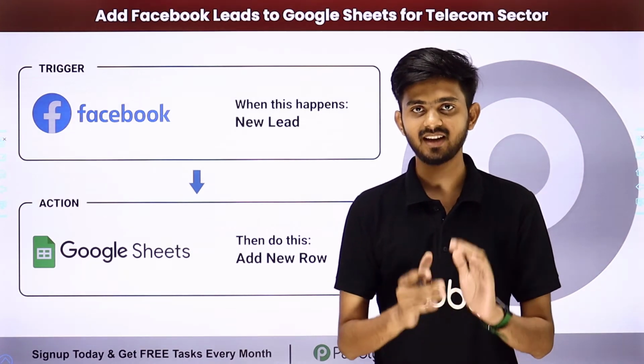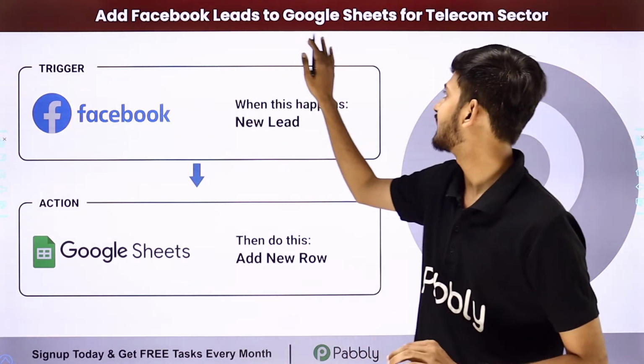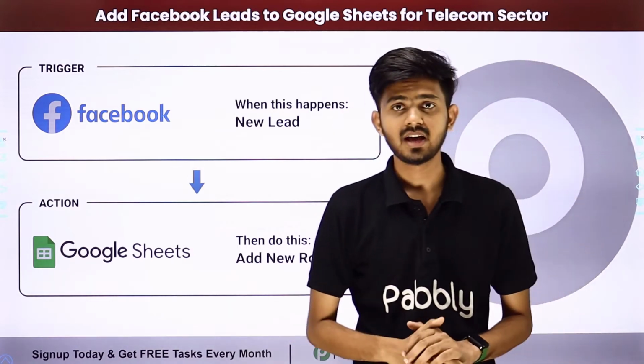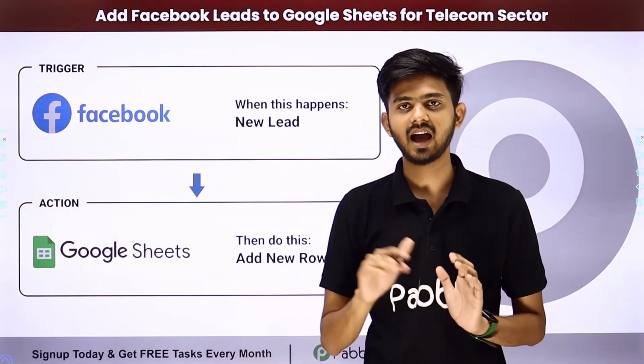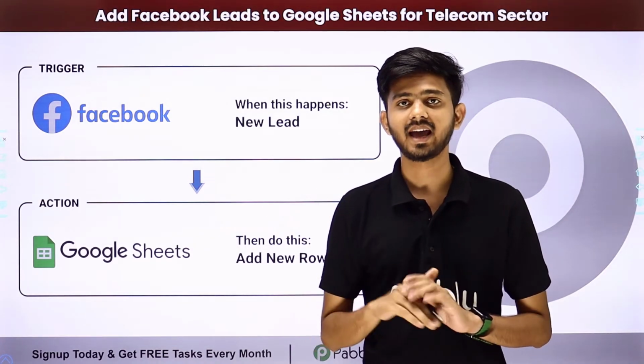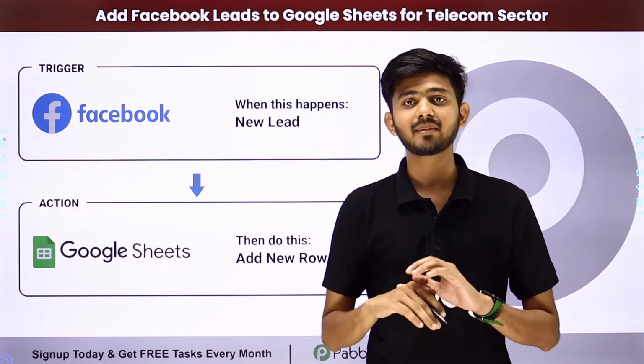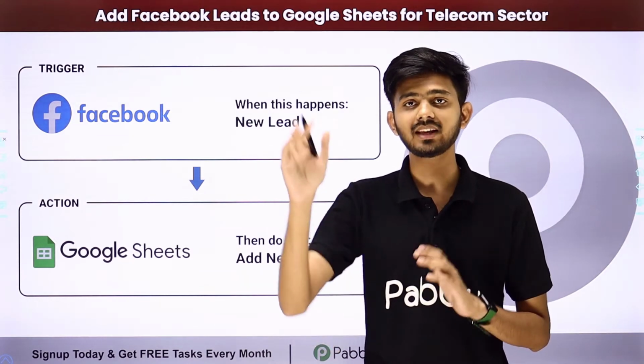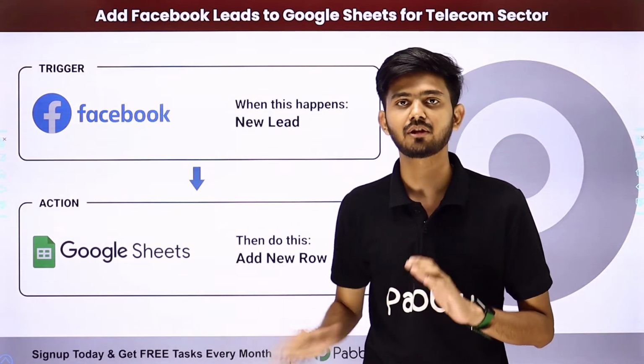Hello everyone. So today we are going to learn how to add Facebook lead ads to Google Sheets for the telecom sector. Suppose I am working in the telecom sector and I have a business in that sector, and also I have a page on Facebook, and now I am running an ad on my Facebook page through which I am getting a lot of leads. Now I want all these lead details to be organized in my Google Sheets automatically.